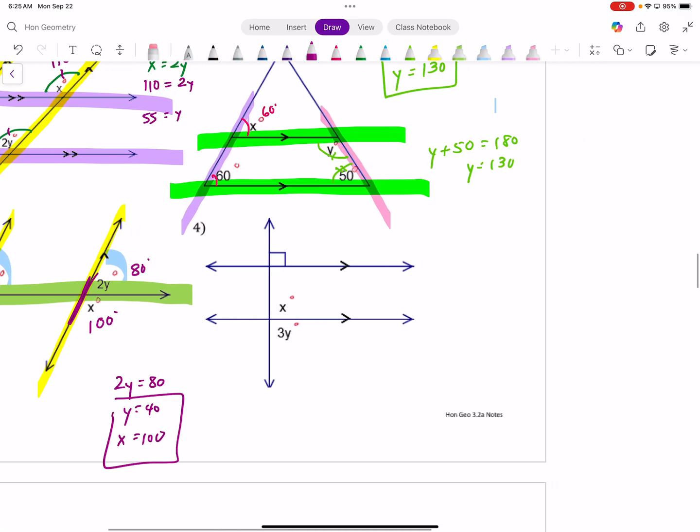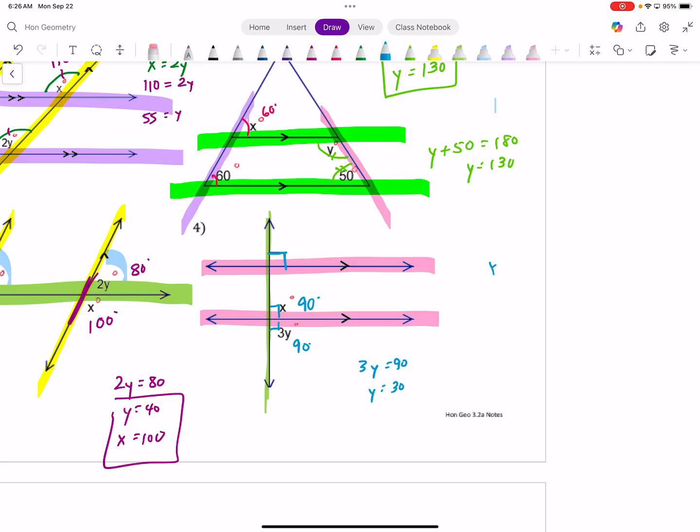Let's see what we got on this one. So here's our two parallel lines. Here's our transversal. If that transversal is perpendicular to one of them, then it's perpendicular to the other. So this has to be a 90-degree angle. If that's 90 degrees, this has to be 90 degrees. So 3y has to equal 90. So y's got to be 30. So x is 90, y is 30.